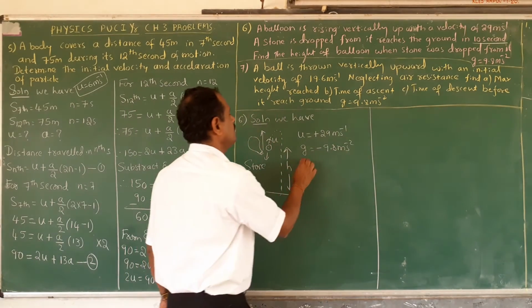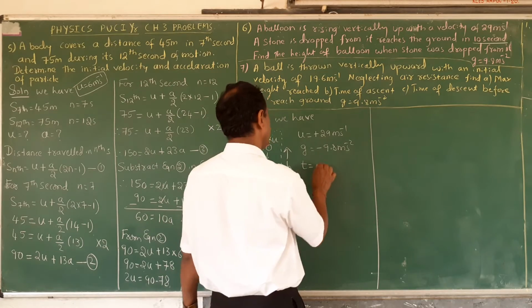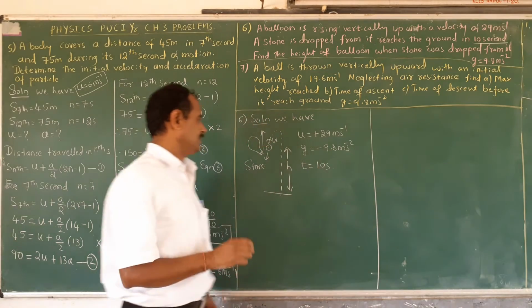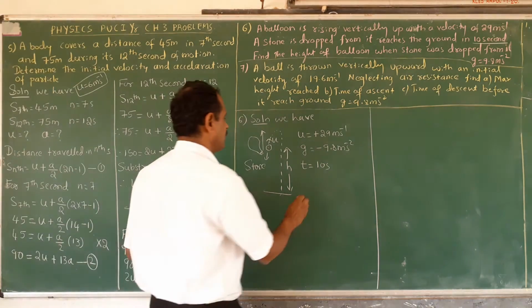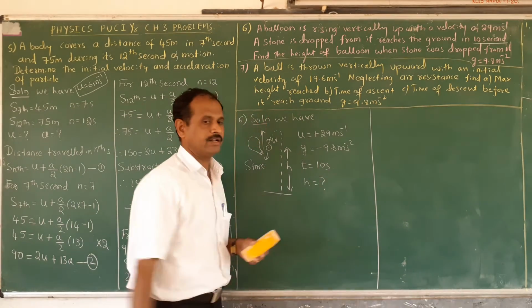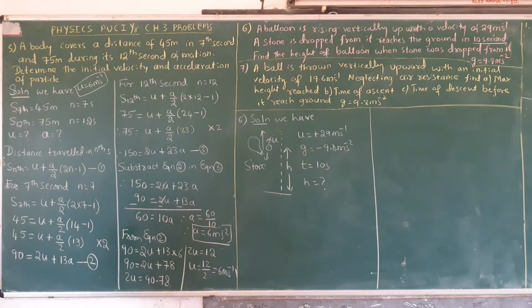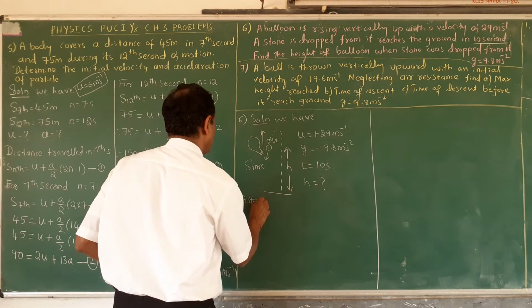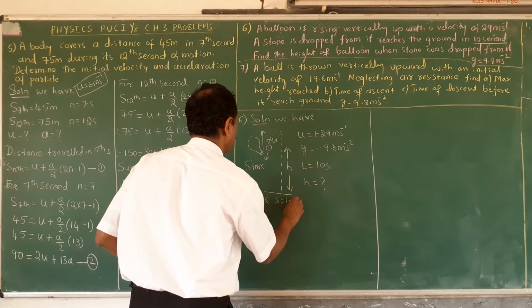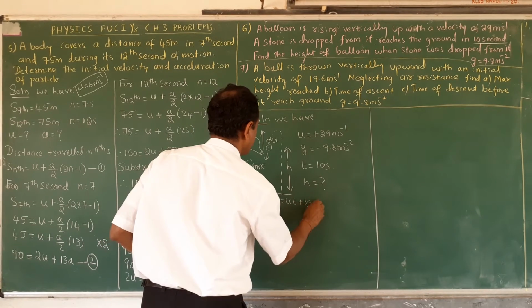What is the time t here? Time taken is 10 seconds. What do you have to calculate? Height you have to calculate. How much do you get for the height here? T you have to take here as 10 seconds. Fine. Now what is the distance traveled? Distance S is equal to ut plus 1 by 2 at square.